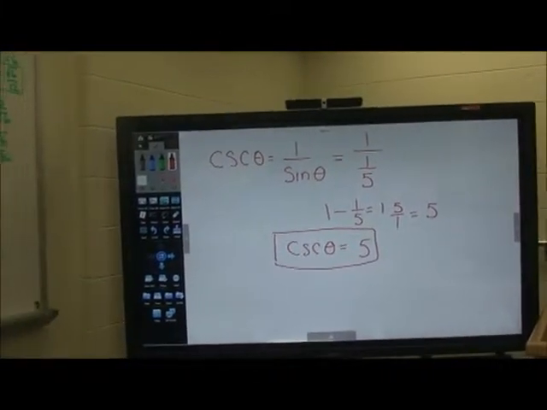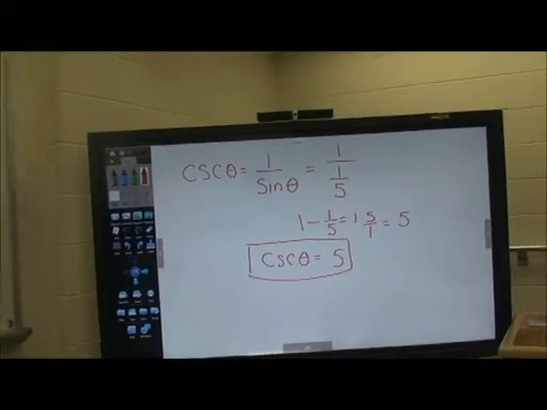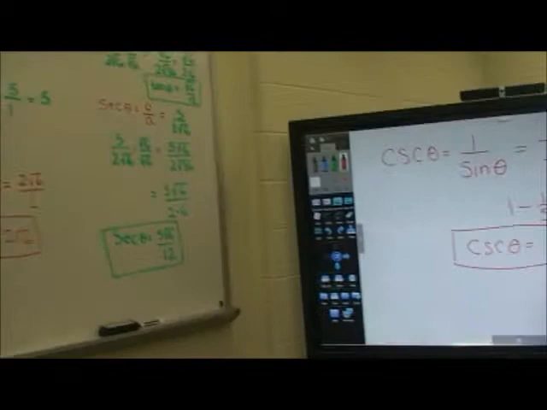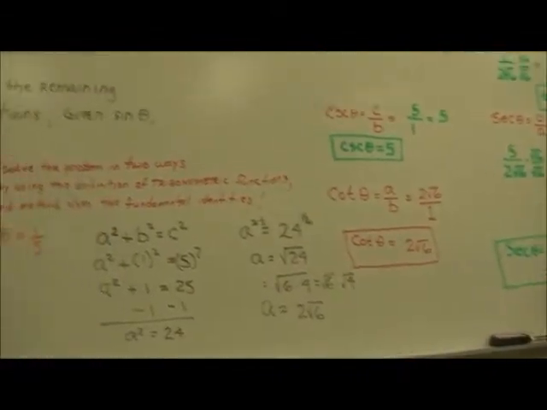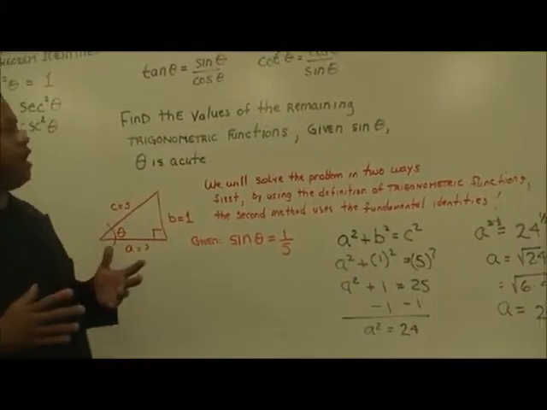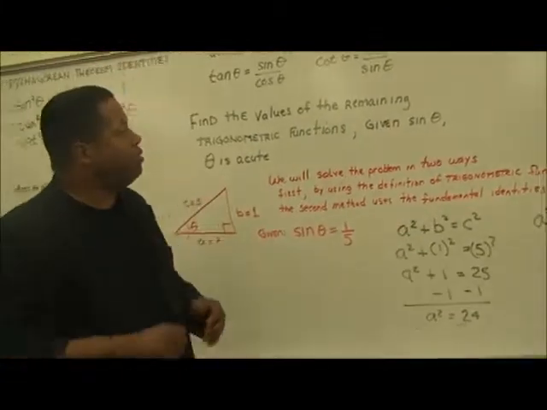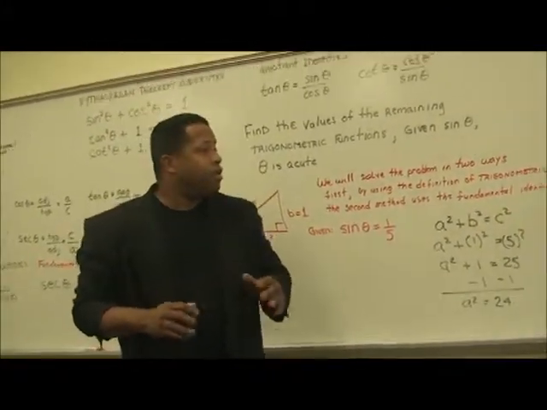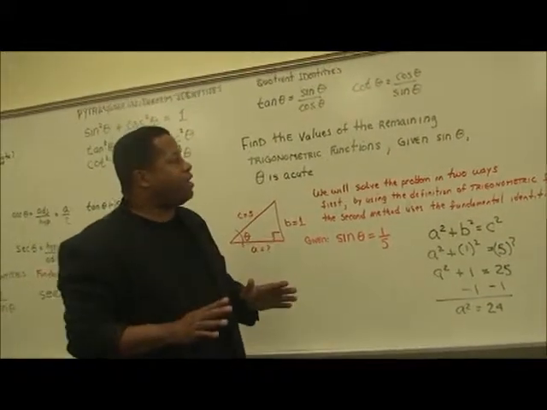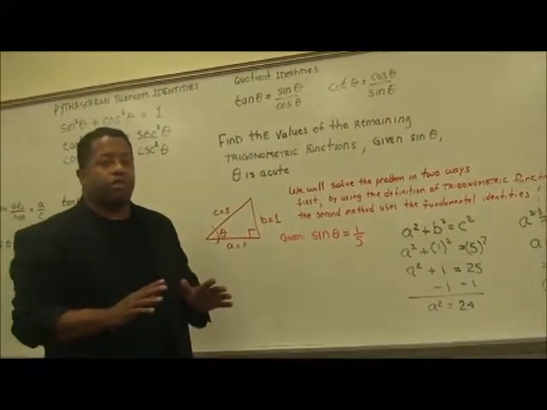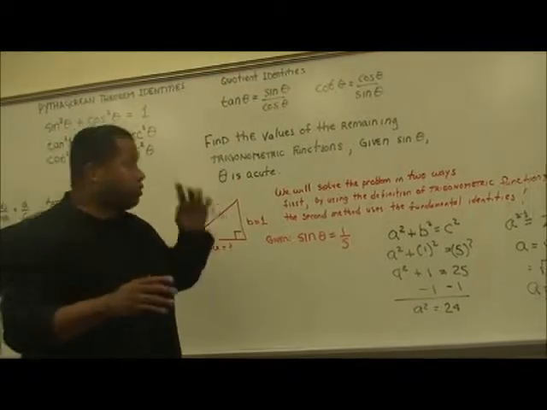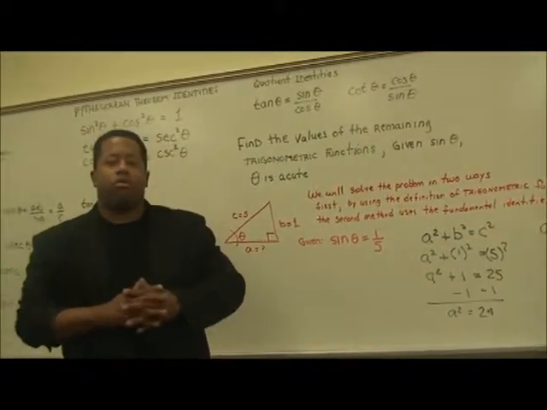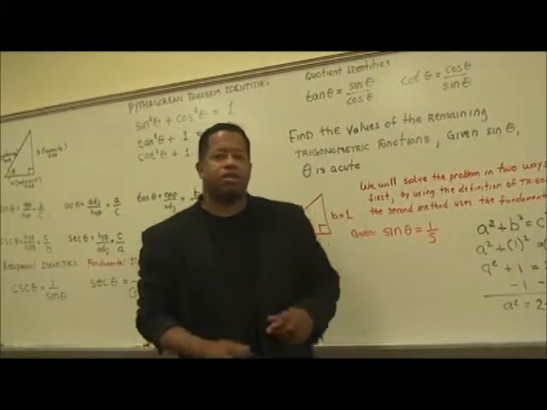Very good. So this is how you find the values of the remaining trigonometric functions given a particular value of a particular trigonometric function. You find all the rest of the values by using those functions and their identities.